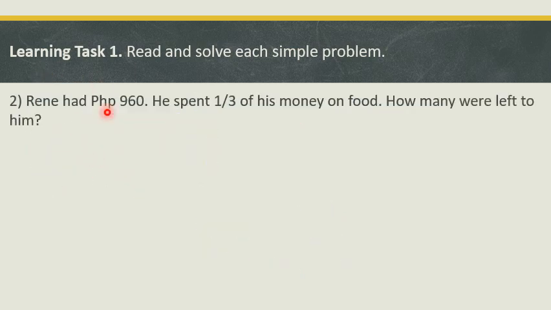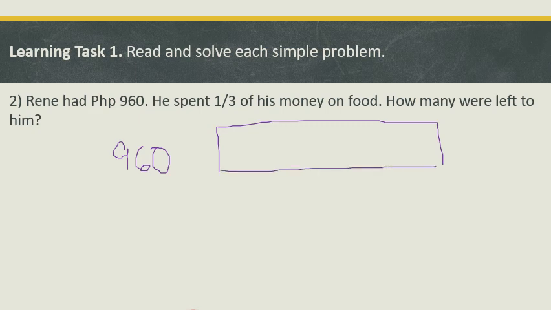Number 2, Rene had 960 pesos. He spent 1/3 of his money on food. How many were left to him? So, 1/3 ng 960. So, yan po ang total. So, kung i-drawing natin siya, gamit muna tayo ng drawing. Mamaya na yung mismong multiplication. Okay? So, hatiin natin sa 3. Tapos, ang 1/3 daw, isang shade lang yung 1/3, di ba?